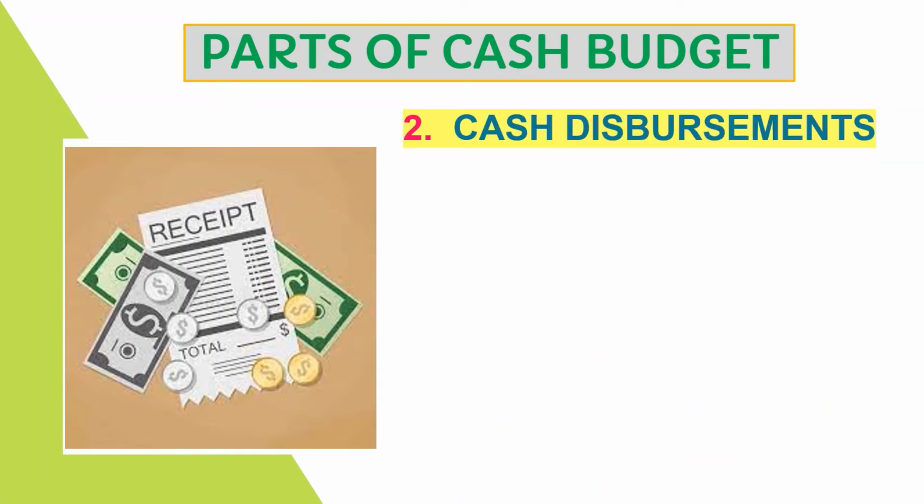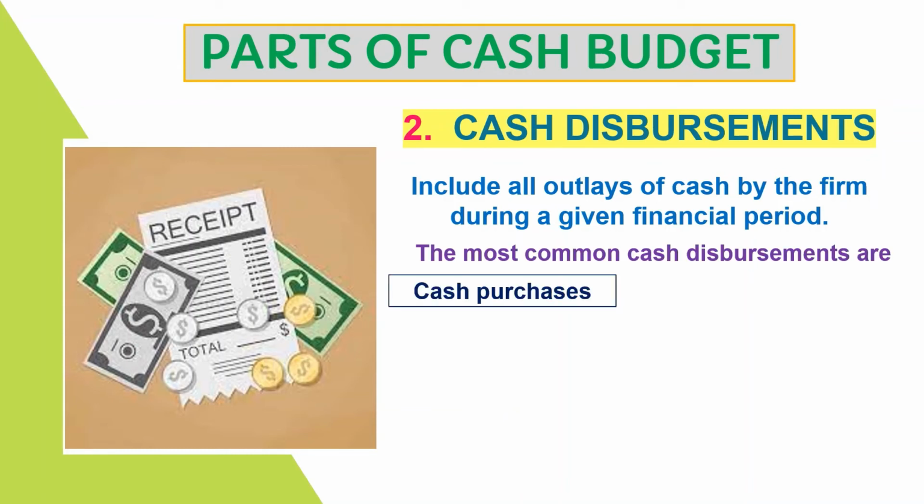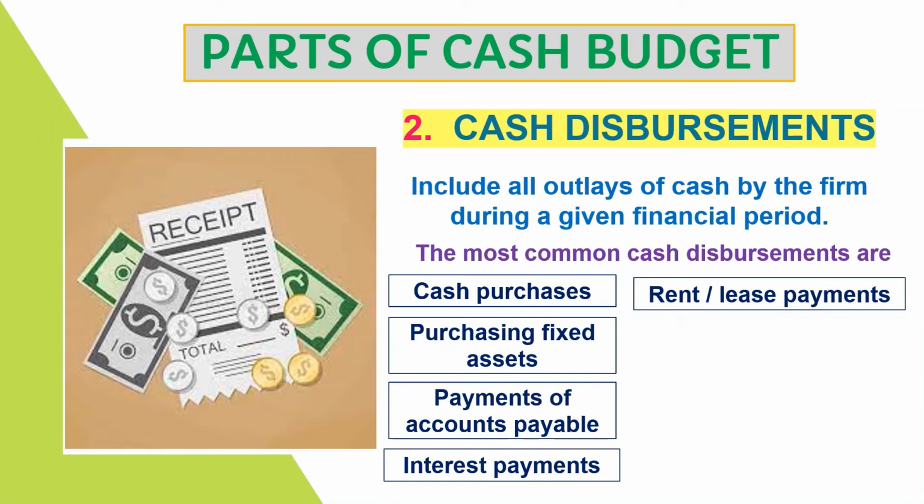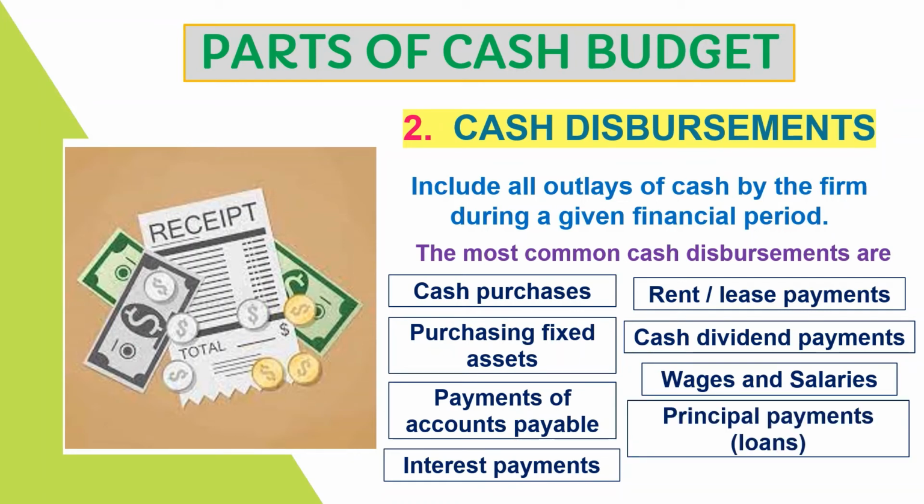Another is cash disbursements. These include all outlays of cash by the firm during a given financial period. The most common cash disbursements are cash purchases, purchasing fixed assets, payment of accounts payable, interest payments, rent or lease payments, cash dividend payments, wages and salaries, principal payments, and tax.